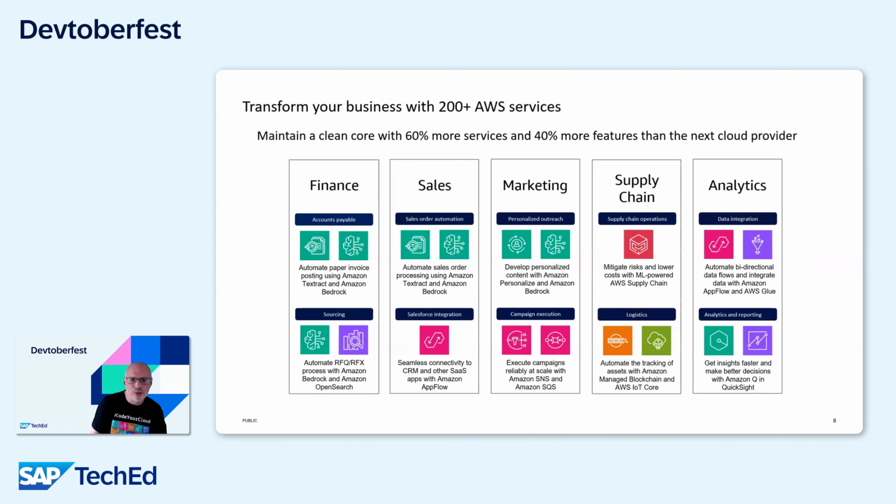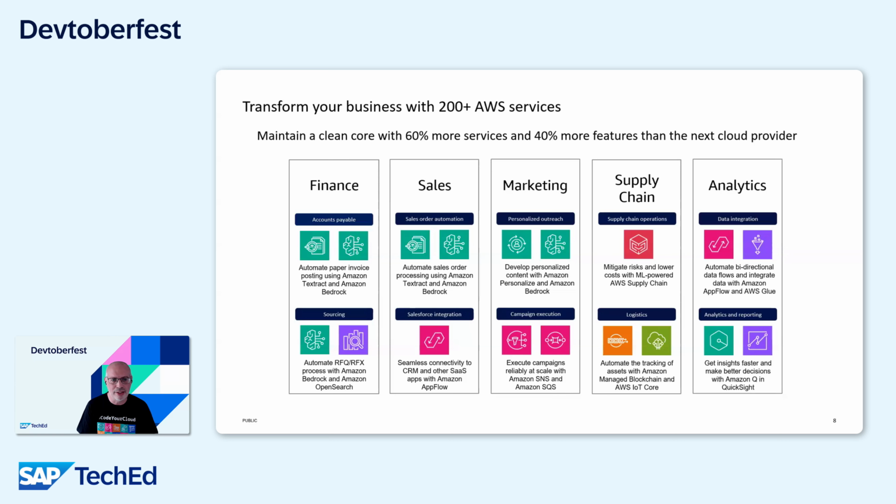So some of the areas we're seeing customers innovate using the 200 plus services we provide are things like finance. So for example, we have customers that have used Textract, which is our machine learning powered OCR service, to process invoices and take the data out of those invoices and post them in SAP. We've also seen customers using Bedrock, which is our generative AI service, to actually summarize RFX and RFQ responses and then get a distilled response using generative AI.